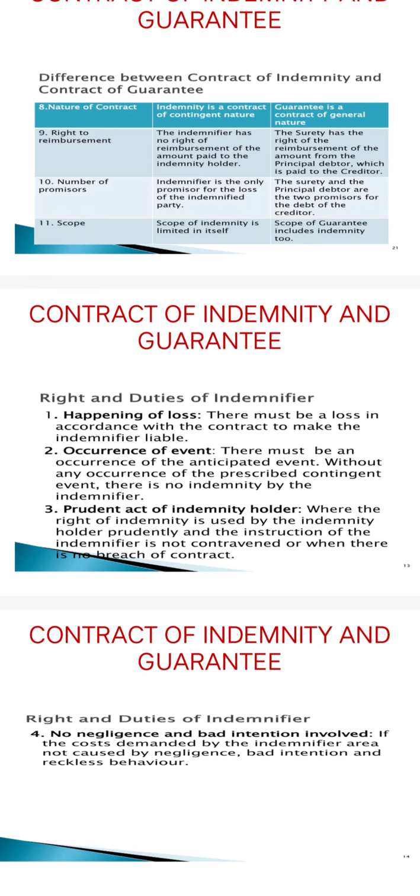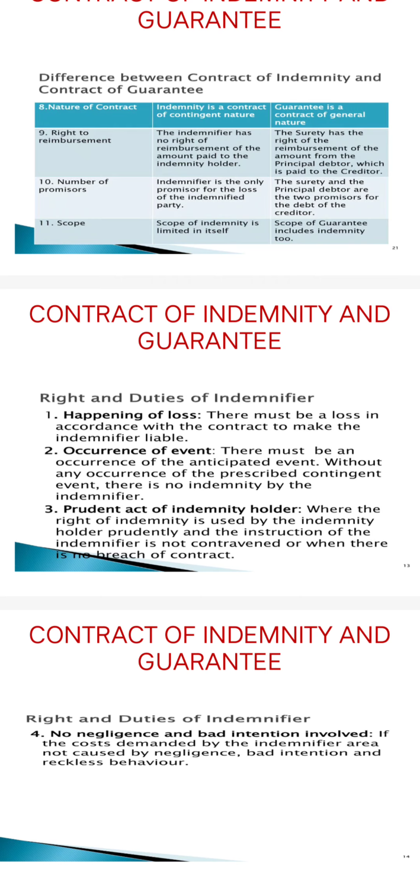Next difference is rights to reimbursement. The indemnifier has no rights to reimbursement of the amount paid to the indemnity holder. In contract of guarantee, the surety has the rights to reimbursement from the principal debtor of the amount paid to the creditor. Next difference is nature of contract. Indemnity is a contract of a special nature. Guarantee is a contract of general nature.